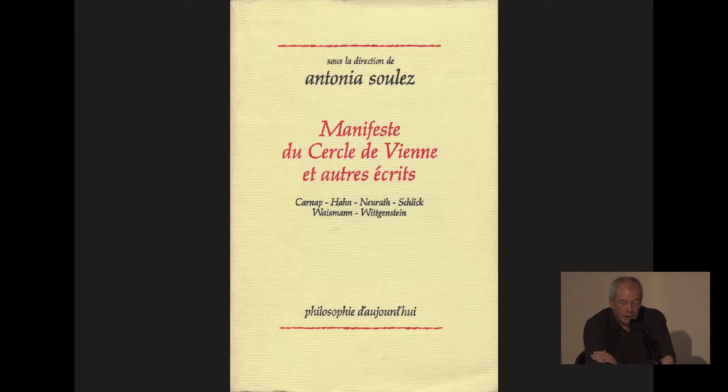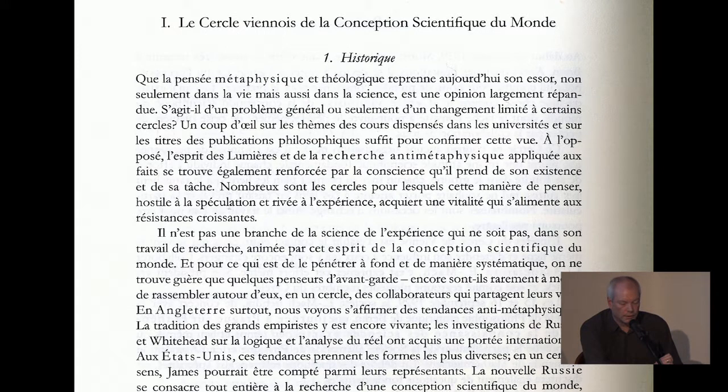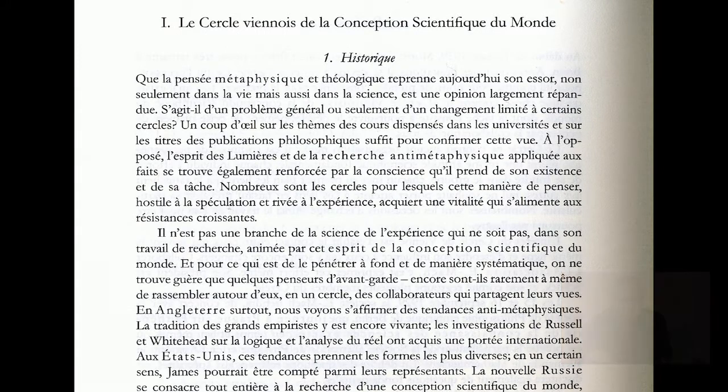There are some studies in French. Antonia Soulez edited a book about the Vienna Circle in 1983. And then this French translation of the Circle's manifesto a couple of years later. And this has recently been reprinted. The title of the Vienna Circle's manifesto is The Scientific Conception of the World.